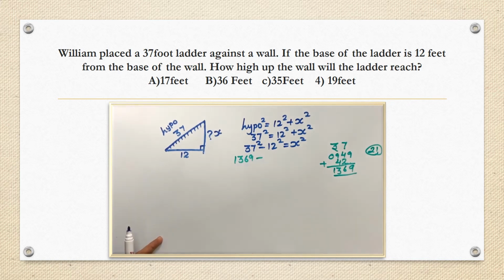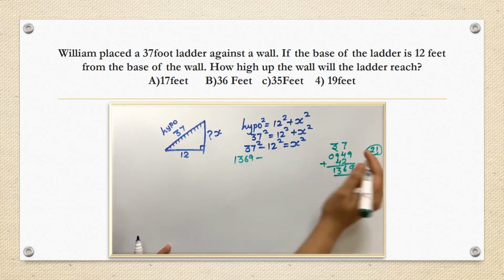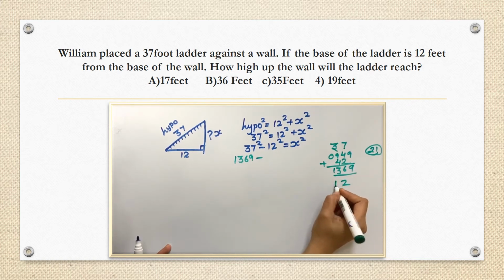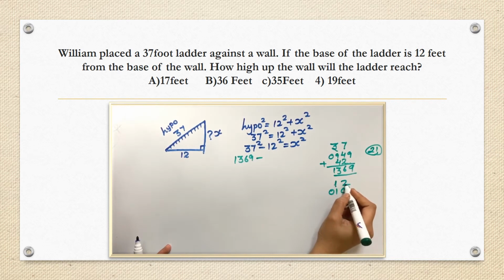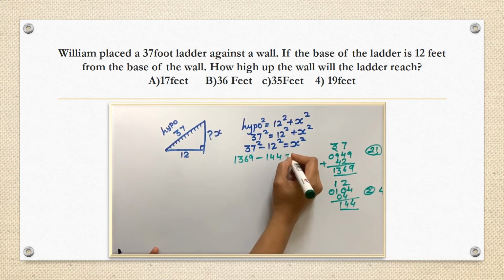Then 12 square, it's easy, 144. If you don't know, you can follow the same method. 12 square, so take 1, square it, it's 1. Take 2, square it, it's 4. Then 1 into 2, 2, double it, 4. Write 4 here, then add it. So 4, 4, 1. So 144 is the square of 12.